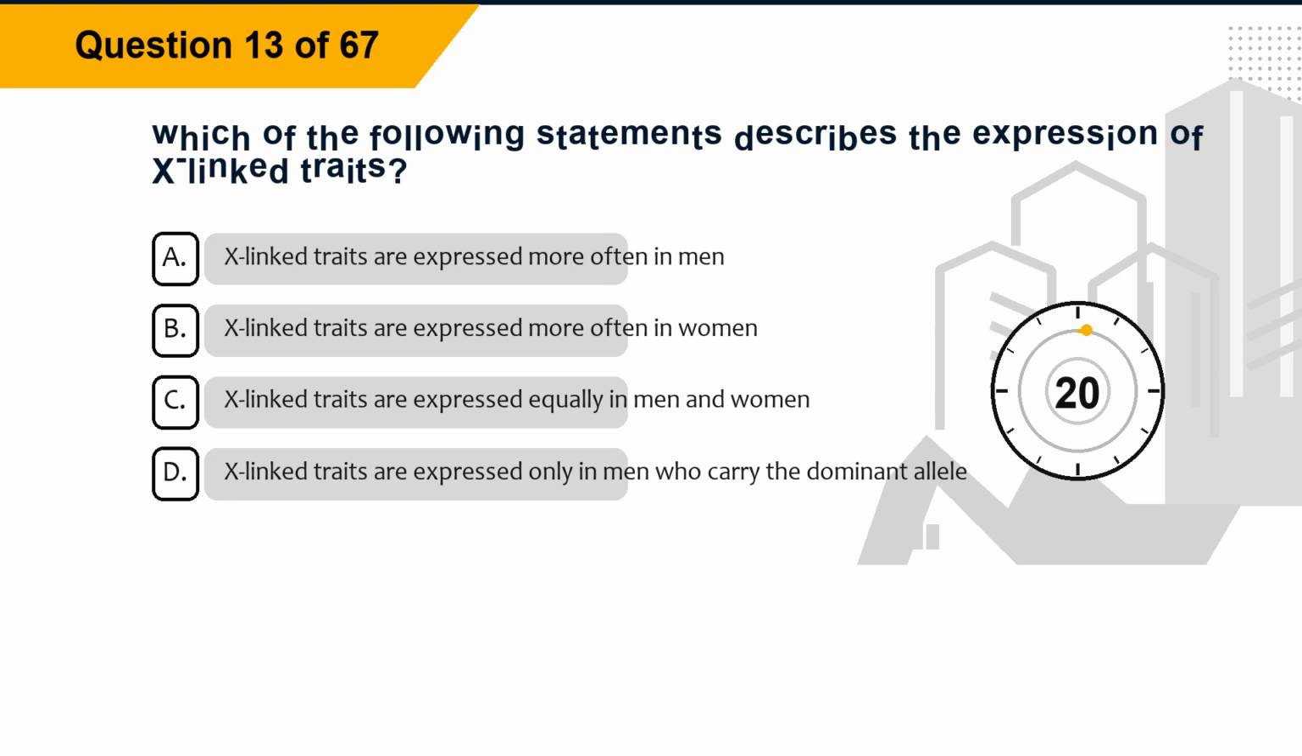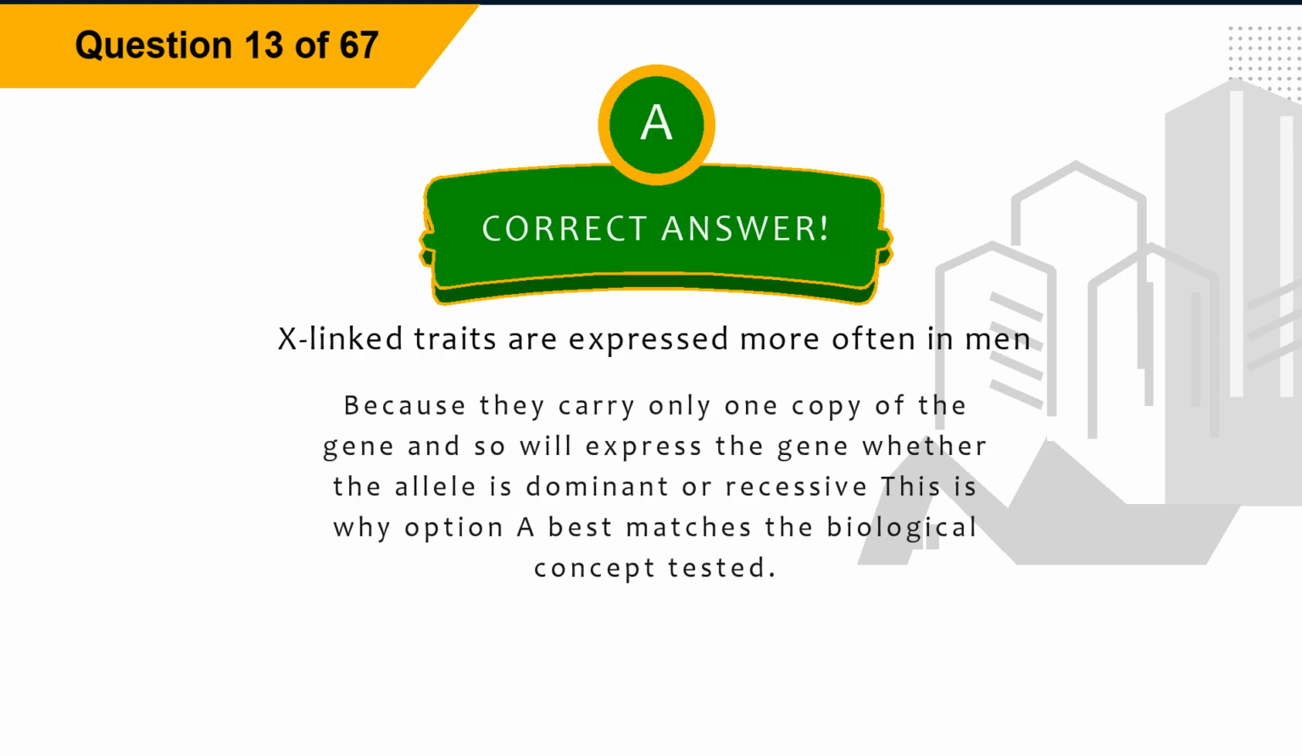Question 13. Which of the following statements describes the expression of X-linked traits? Option A, X-linked traits are expressed more often in men. Option B, X-linked traits are expressed more often in women. Option C, X-linked traits are expressed equally in men and women. Option D, X-linked traits are expressed only in men who carry the dominant allele. The correct answer is option A, X-linked traits are expressed more often in men.